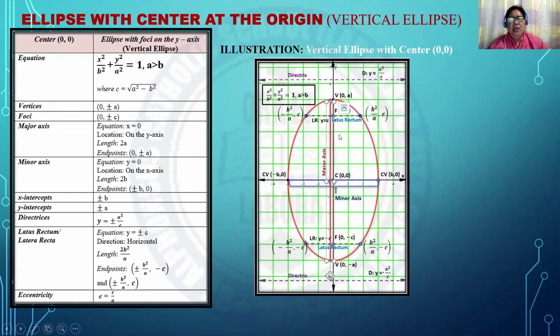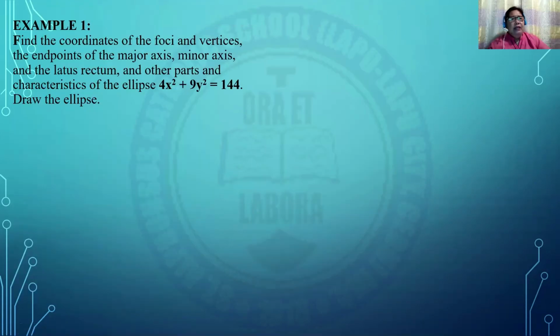So this time, the major axis is on the y-axis and the minor axis is on the x-axis. This is the center, this is the focus, the vertex, another focus, another vertex. This is the co-vertex, another co-vertex. And this is the latus rectum, which is horizontal. Another latus rectum, which is also horizontal. This is the directrix, another directrix. Let us have an example.